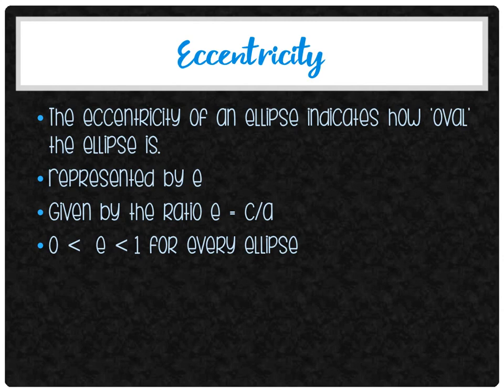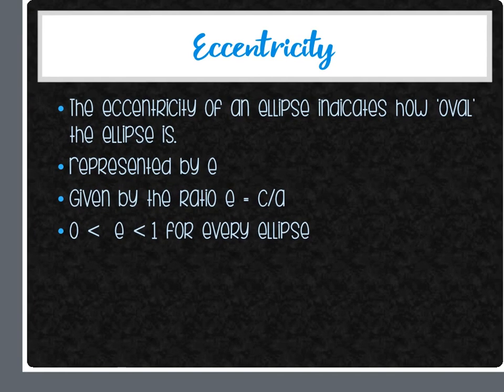Okay, the last part is called eccentricity. And basically what this causes is how oval or how stretched or rounded your ellipse is. The eccentricity of an ellipse is found by doing C over A. So it's like 10 seconds. You've already found C, you've already found A. You literally just have to reduce that ratio. And it's always going to be between 0 and 1 because C is always smaller than A. It's never going to be negative.